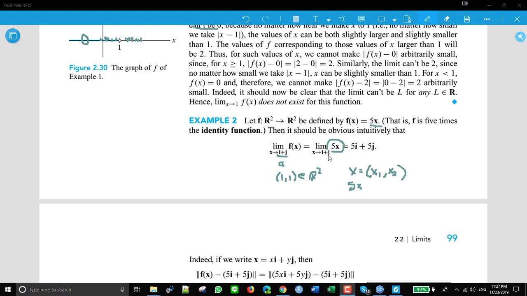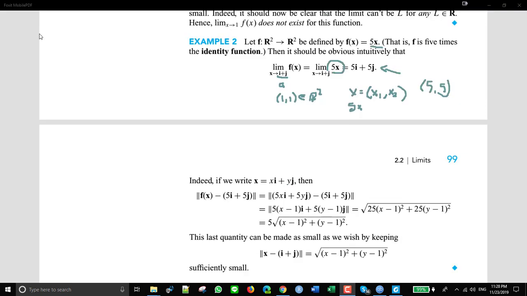So if we're getting close to this vector, or we write it like this, (1, 1), what happens when we put that into our function? Our function multiplies this by 5, so we multiply each element by 5. So if we're getting close to (1, 1), then clearly the output is going to be getting closer to (5, 5). Or we can rewrite (5, 5) as 5i plus 5j. You can either write it as (5, 5), or you can write it like this, 5i plus 5j.